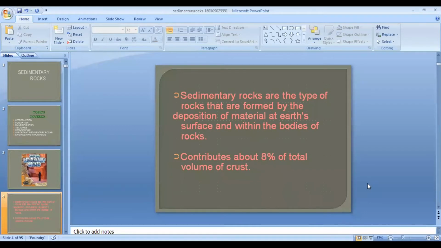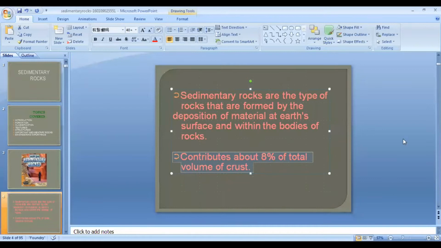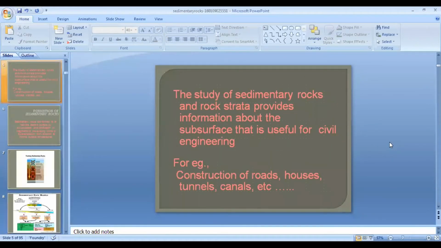As you know, sedimentary rocks are formed from the breakdown of already existing rock, and of the total volume of the crust, if you consider igneous and metamorphic rock down to about 65-kilometer depth, then about 8% of that is sedimentary rocks. So sedimentary rocks are very important, and they are important for us because our houses are most of the time located on sedimentary rocks.